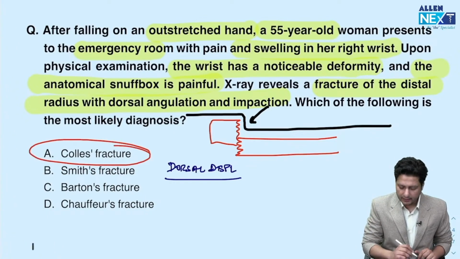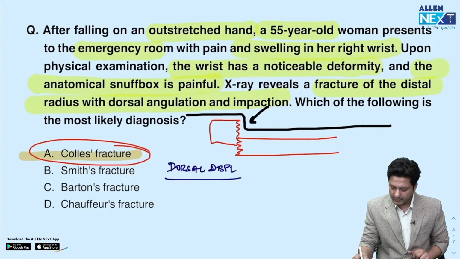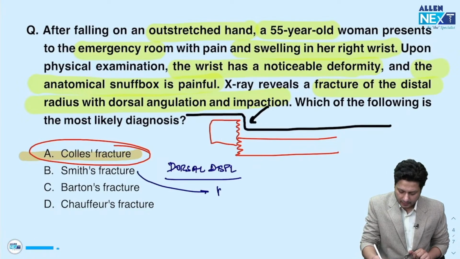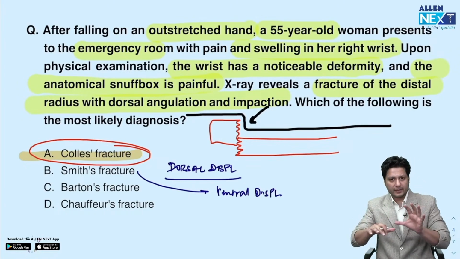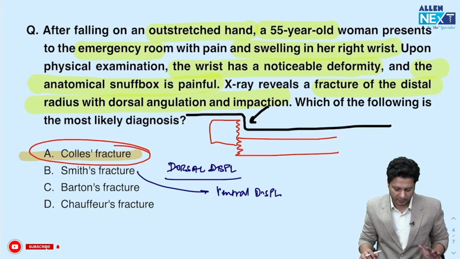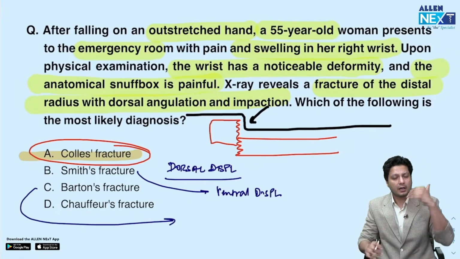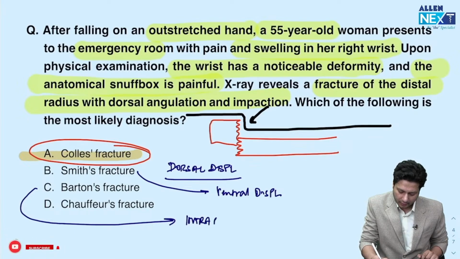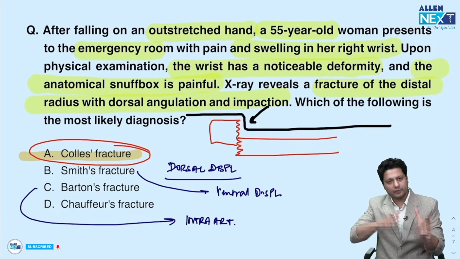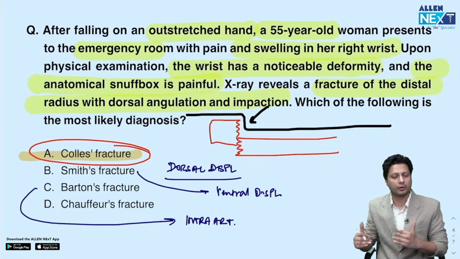Now, if you look at the other options, why not Smith fracture? Why is Smith fracture not the answer for this question? Because in Smith fracture, there has to be a ventral subluxation. Alright, there has to be a ventral displacement in case of Smith fracture. The same fracture but with a ventral displacement would be called Smith, that is reverse Colles. Now, why is it not Barton's fracture? Because Barton's fracture is an intra-articular fracture of the distal radius with variable presentations.